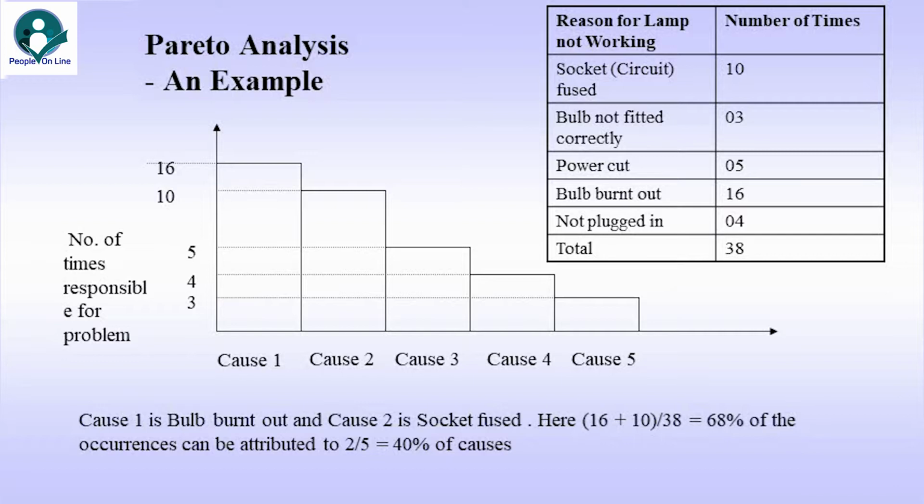So between them, 16 and 10 is 26. 26 by 38 is 68% of the occurrences, which can be attributed to just these two causes. And we have here 5 causes which were at play. So 2 by 5 is 40% of the causes, almost accounting for 70% of the failures.